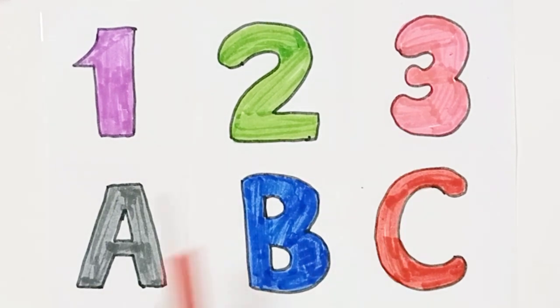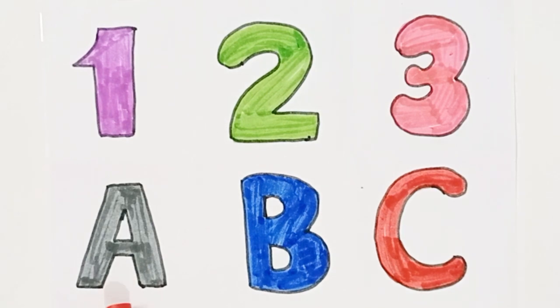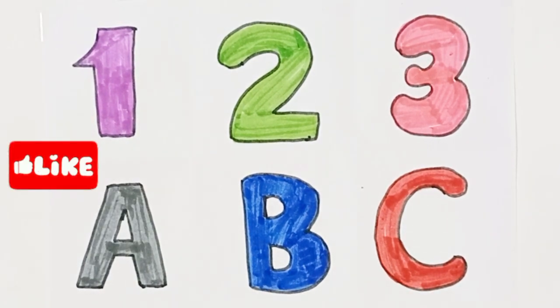1, 2, 3. A, B, C. Number 1, number 2, number 3. A for apricot. B for bee. C for crayon.